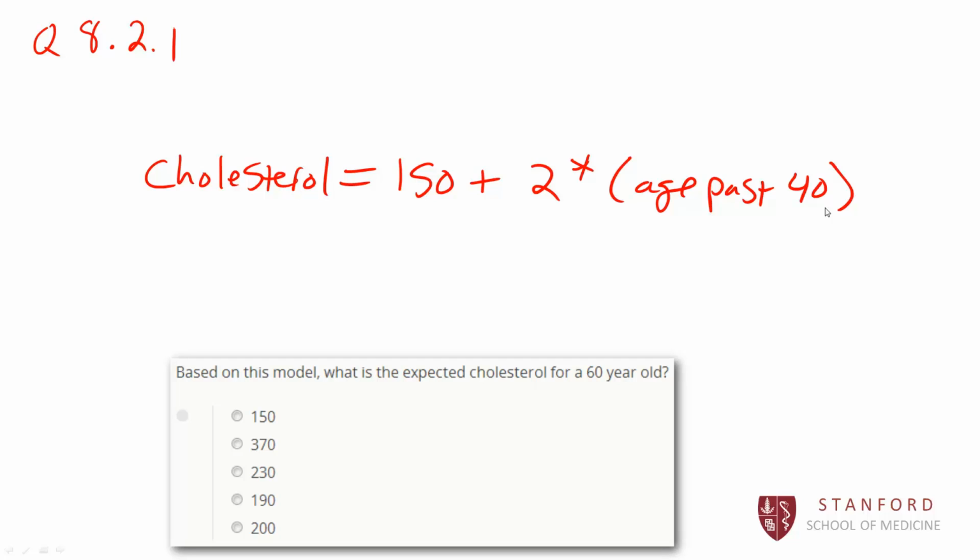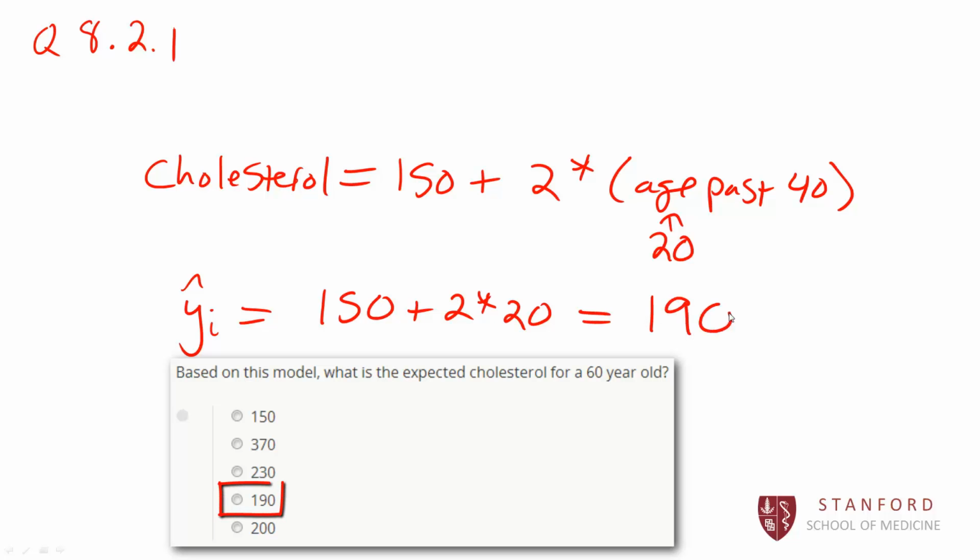If we wanted to get the predicted cholesterol for a 60-year-old, his or her age past 40 is only 20, so we would plug 20 into the model here. So our yi hat, our predicted value for this person, would be 150 plus 2 times 20, which is equal to 190.